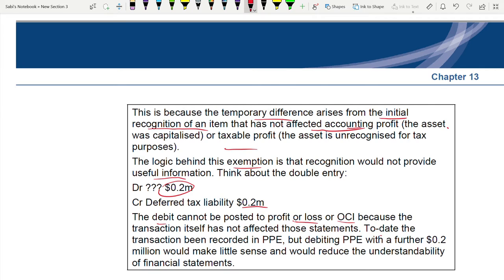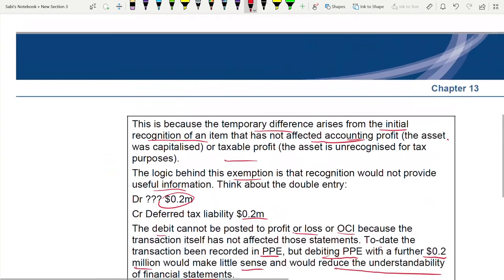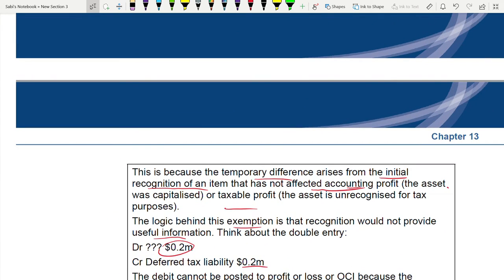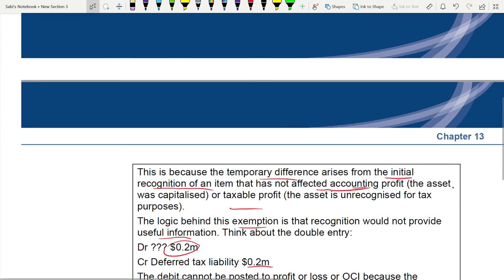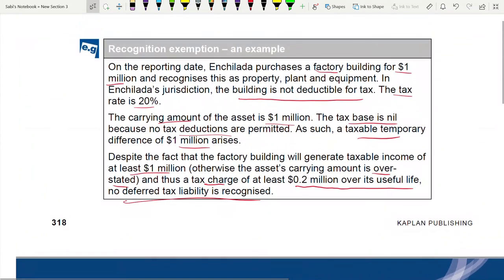So to date, the transaction has been recorded in PPE, but debiting PPE will further increase it by 0.2 million. That means it will increase 0.2 million more. And it will make little sense because your property, plant and equipment did not increase by 0.2. So recognizing this will reduce the understandability of the financial statements. Now do you understand why you do not recognize? Because of the conceptual framework. Always remember what the conceptual framework says about recognition. To recognize, it has to be understandable. If it is not, do not recognize. Okay. Just go through this again.